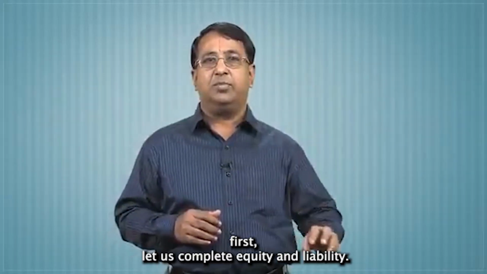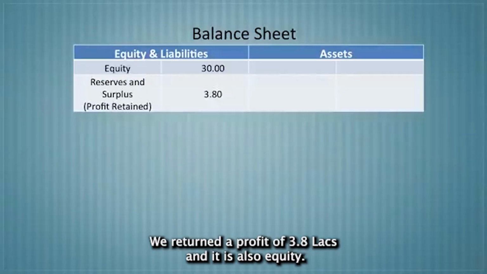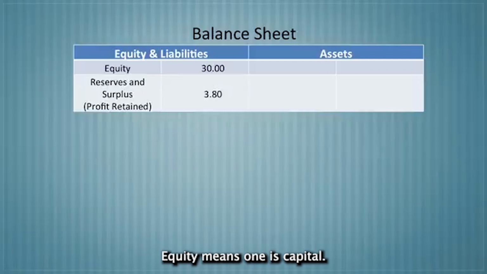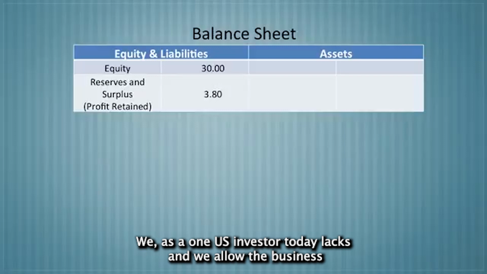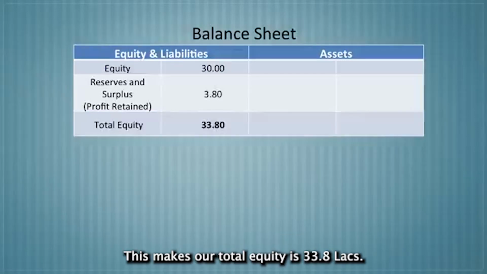First let us complete equity and liability. Our original equity is 30 lakhs. We retained a profit of 3.8 lakhs and it is also equity. Equity means owner's capital. We as owners invested 30 lakhs and we allowed the business to retain our 3.8 lakhs inside the business. This makes our total equity 33.8 lakhs.